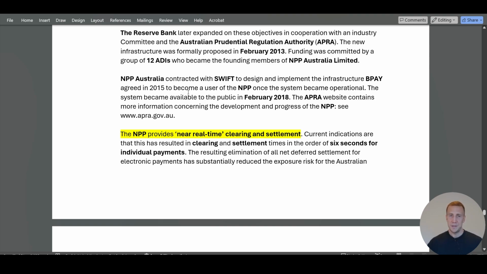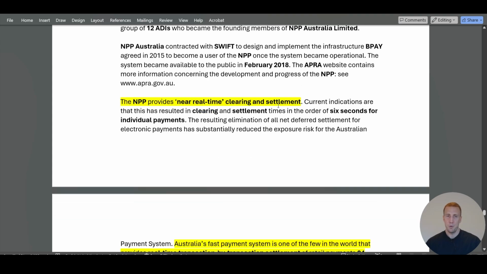BPay agreed in 2015 to become a user of the new payments platform once the system became operational. The system became available to the public in February 2018. The APRA website contains more information concerning the development and progress of the new payments platform.